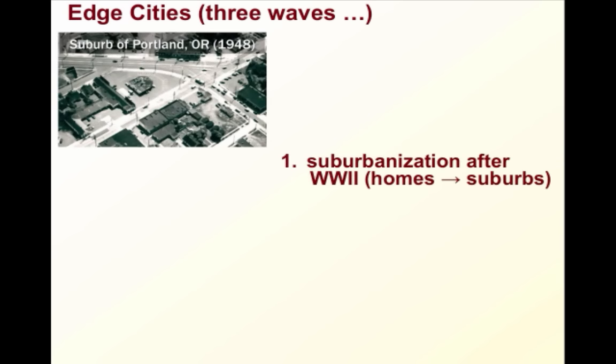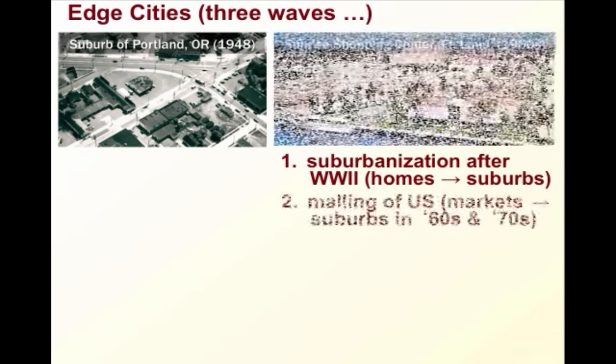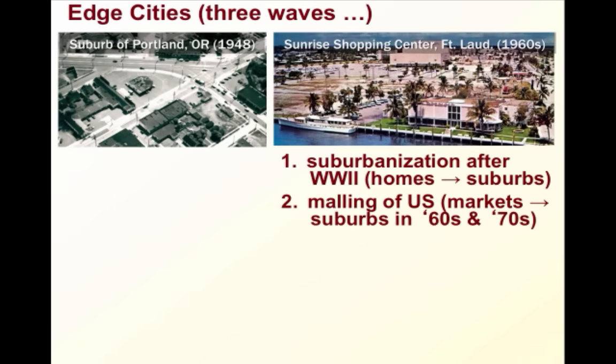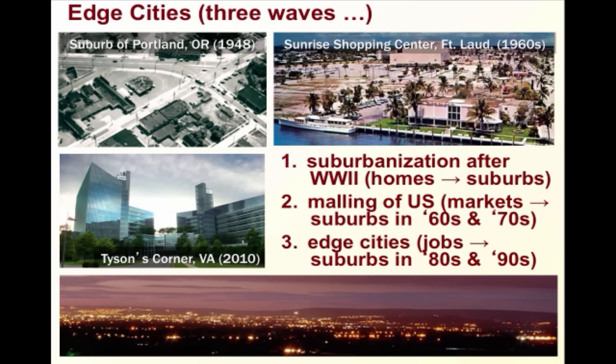Now, the development of edge cities took place in three different waves in U.S. history. The first one beginning with the era of massive suburbanization after World War II, where essentially the main residential areas were beginning to move away from the central cities and out into the suburbs. Then what occurred was what was called the Malling of America, where as there were enough people living out in the suburbs, they started to bring more markets, more businesses were opening up in those areas in the 1960s and 1970s. And then finally, you hit the edge cities themselves.